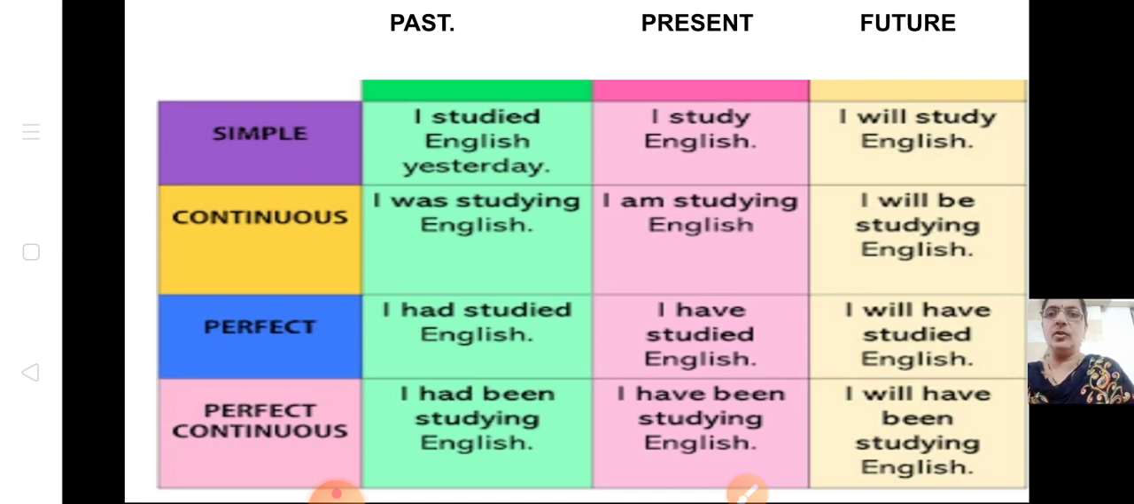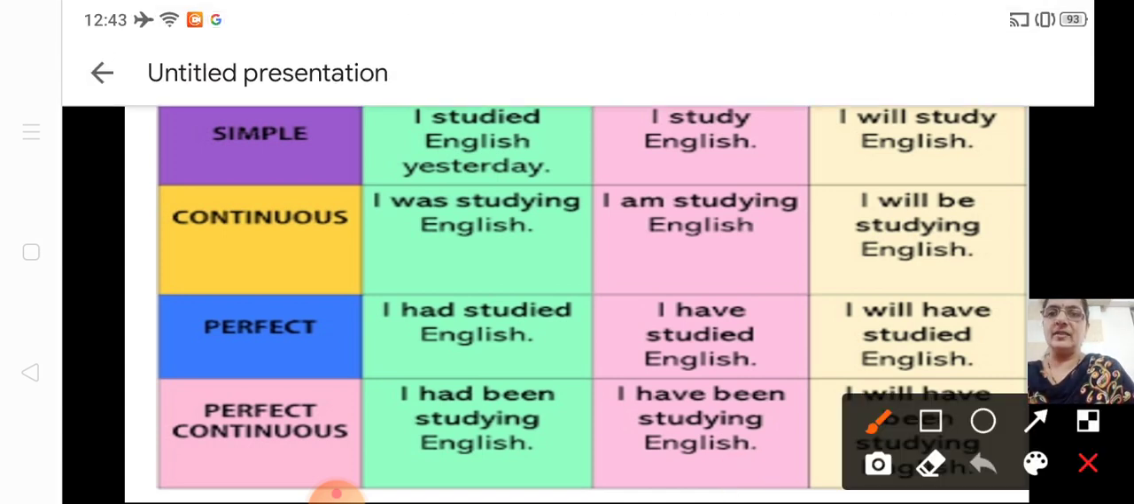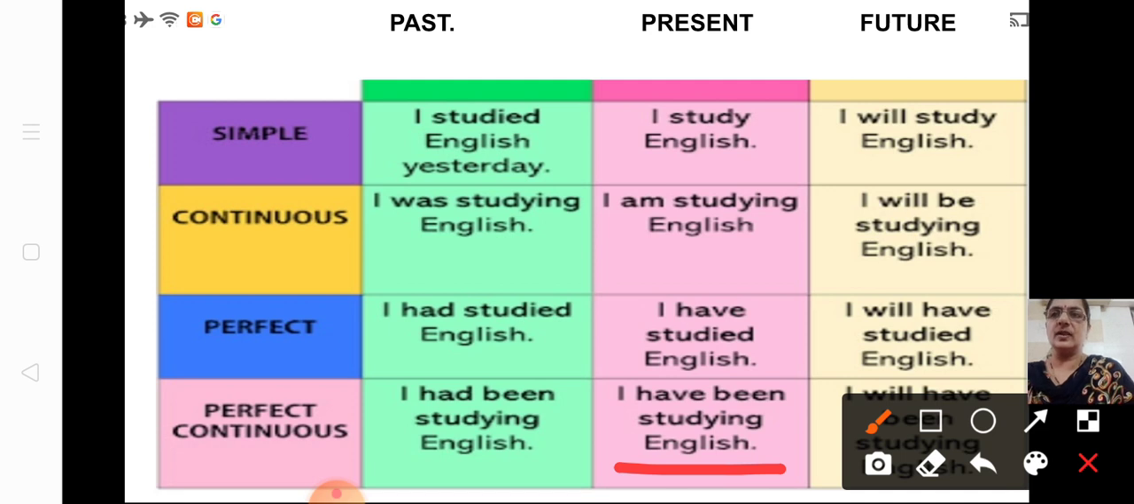Continuous means, see here, I have been studying English. First one is simple present: I study English. Then present continuous: I am studying English. And present perfect tense: I have studied English. This one. Okay.